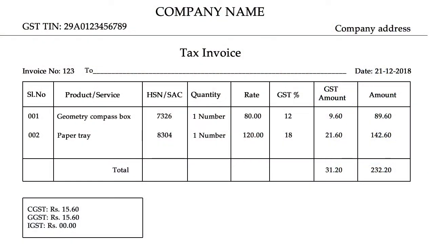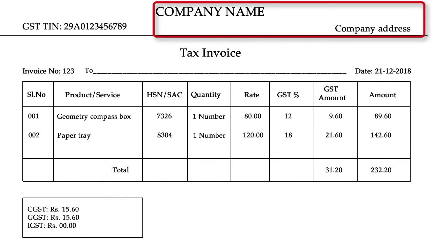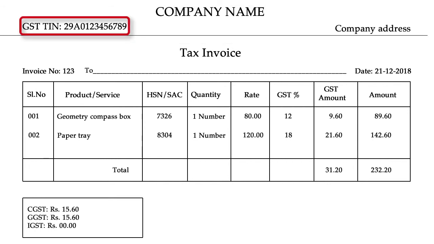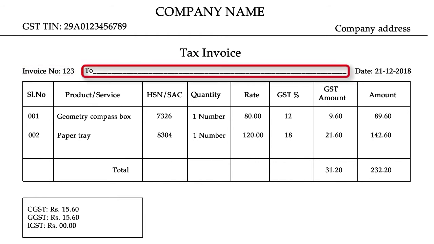A typical tax invoice is shown here. It has a company header or the company's details along with address and GSTIN number, which is the GST registration number of the seller, and it has an invoice number, date, and also the purchaser name. If the purchaser is a registered vendor, then you can mention the purchaser's GSTIN number.